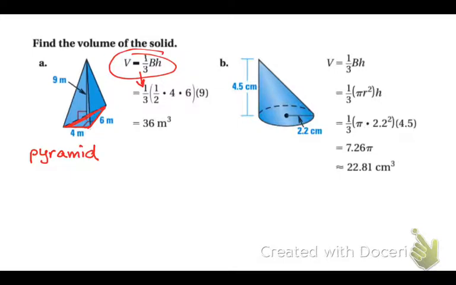So 1/2 the base times the height is the formula for the area of a triangle. So 1/2 base times height, 1/2 times 4 times 6, times the height of the pyramid. That's that guy right there, and he's 9. So here's my h. So 1/3 times 1/2 times 4 times 6 times 9, and do the math, and the answer is 36 meters cubed. So that's the volume of this pyramid.